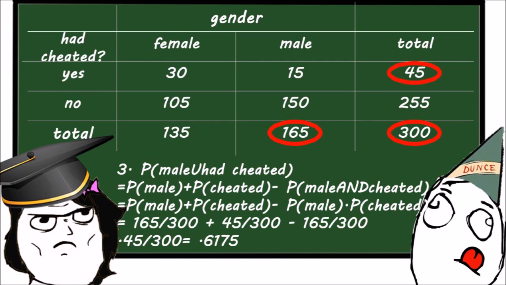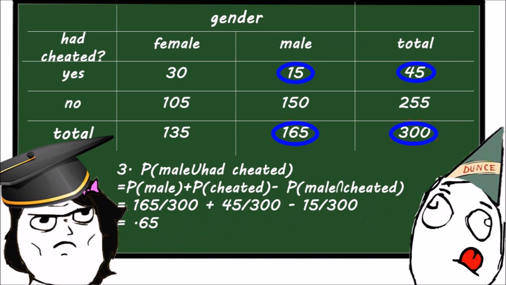For the third one, applying the general rule, P male or cheater equals P male plus P had cheated minus P male and had cheated, which equals 0.6175. Okay, Zal, remember, since we do not know whether the two events are independent, we can't assume that P male and had cheated equals P male multiplied by P had cheated. Rather, based on the table, we have P male and had cheated equals 15 over 300. So, with the calculation for P male or cheater, we will have 0.65.